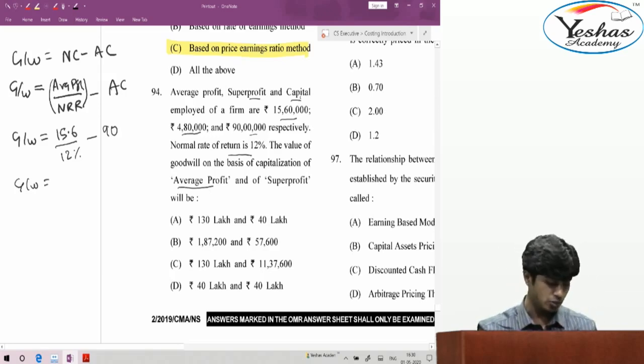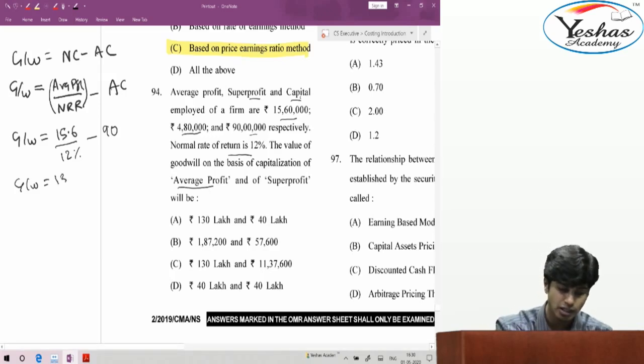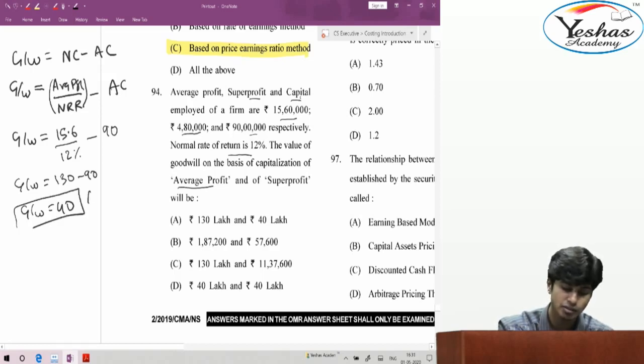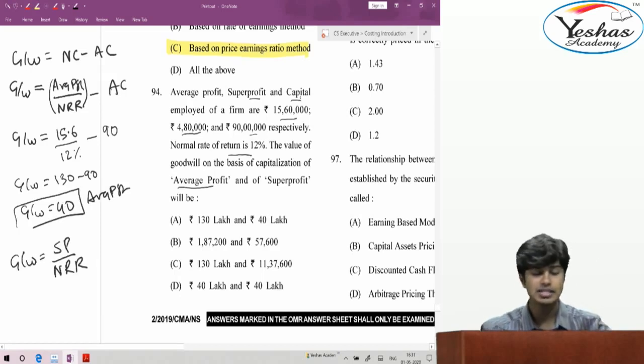15.6 divided by 12% gives me 130, minus 90. So goodwill is equal to 40. Under which method? Average profit method. Under super profit method, goodwill is super profit divided by normal rate of return. Sir, why don't we subtract actual capital employed here?